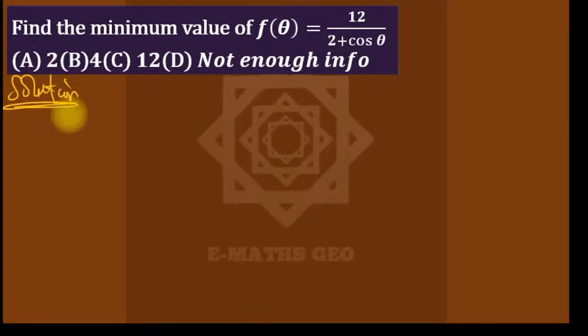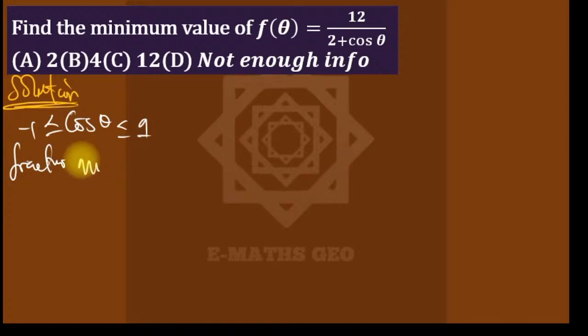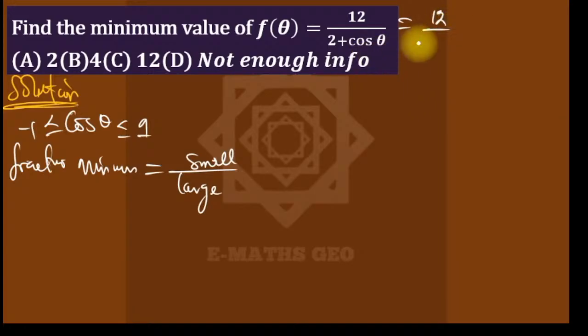First of all, we know that the cosine of any angle must be between -1 and 1. And also, for a fraction to be minimum, we should make the denominator very large, while the numerator small. So what am I trying to say? So our concentration lies here. So we should use the maximum value of cosine, which is 1. So our answer is 12/3, which is 4. So option B. So that's the idea we use here. Thank you.